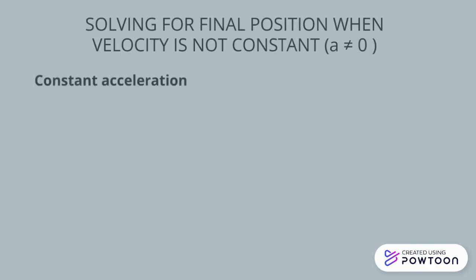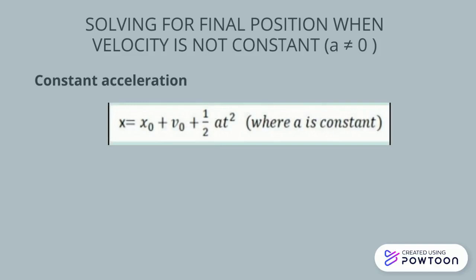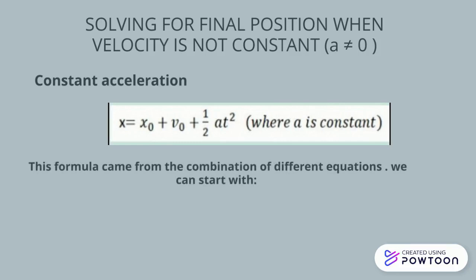Moving forward, we have here solving for final position when velocity is not constant, where constant acceleration is equivalent to: final position is equal to initial position plus initial velocity times time plus half of acceleration times the square of time, where a is constant. This formula came from the combination of different equations.